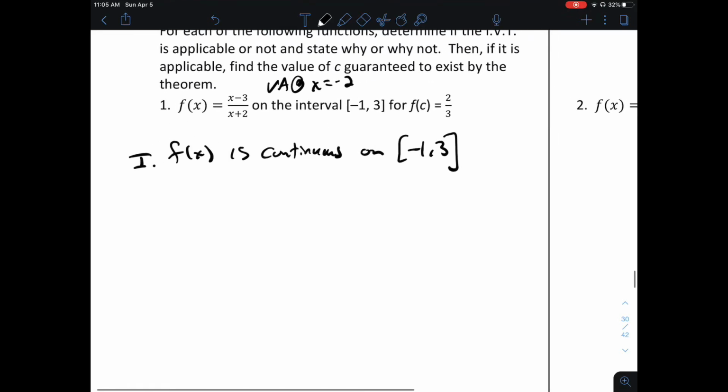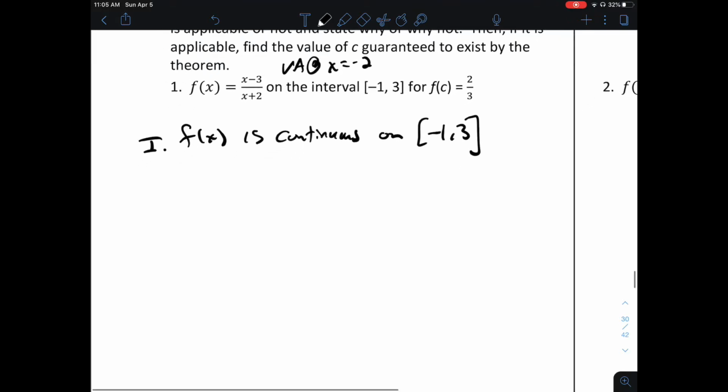Next thing we want to check, we are simply checking, is this y value of 2/3 between the y value that you would get when you put -1 into this function and when you put 3 into this function? We don't have a graph to know if that is true, so we got to do a little bit of work for this. We got to figure out what f of -1 is. We got to figure out what f of 3 is. And if 2/3 falls between those numbers, then the intermediate value theorem applies. If it doesn't fall between those, it does not apply.